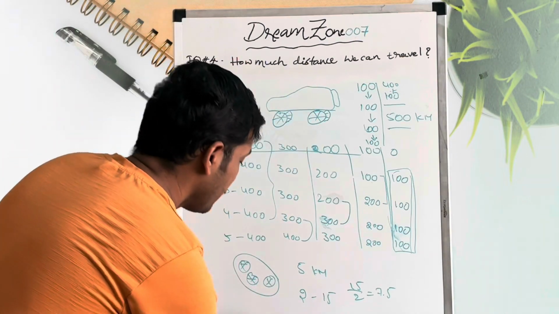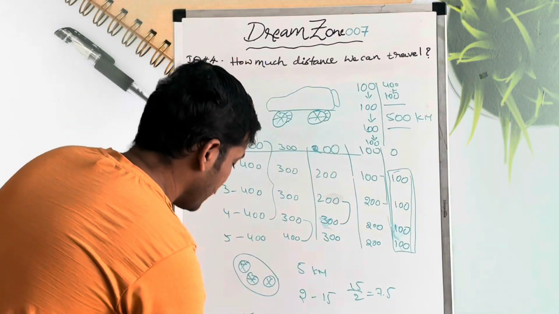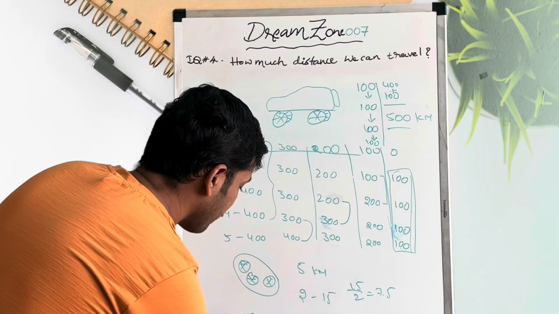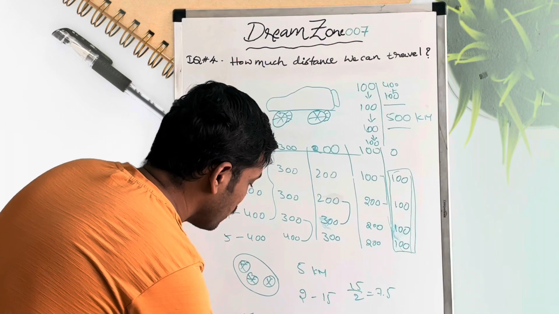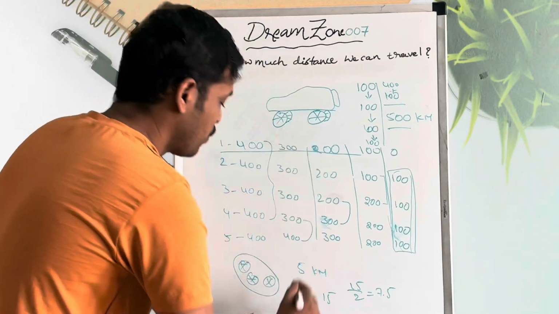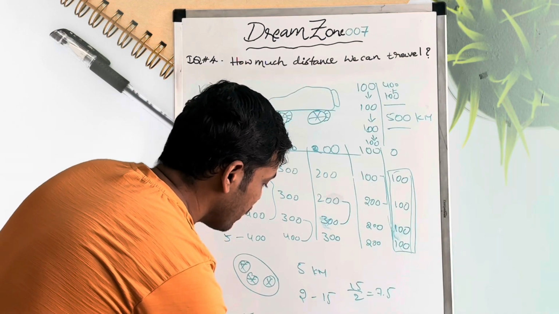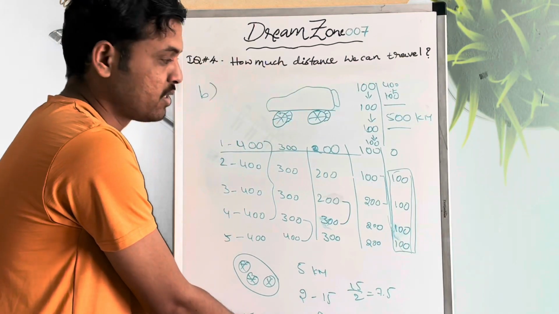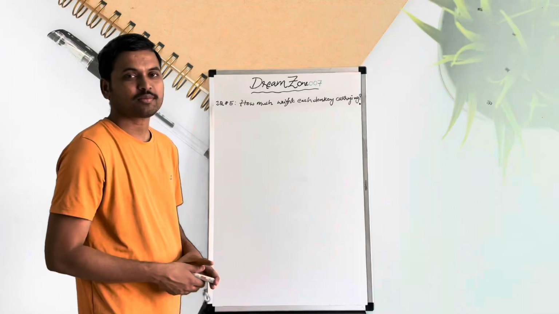In the same way, we have 5 tires in this scenario, but at a time we can use only 4 tires. That means the total, 5 tires into 400, is equal to 2000 kilometers. Now how many tires can we use at a time? 4 tires. 2000 by 4 is equal to 500. So in this way also you can tell the answer simply. Hope you understand the answer.